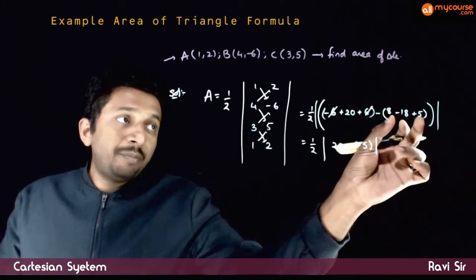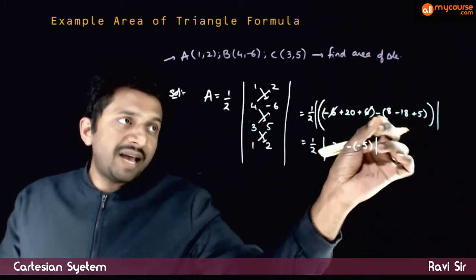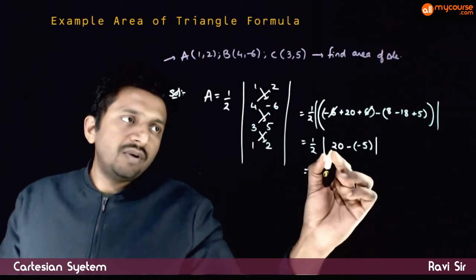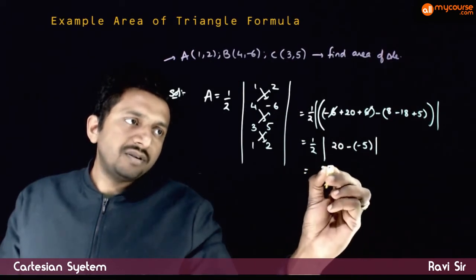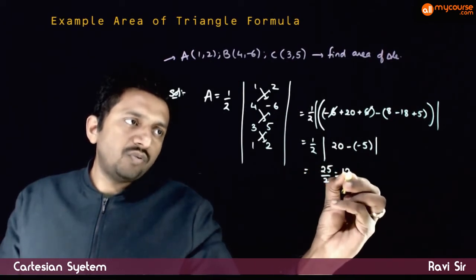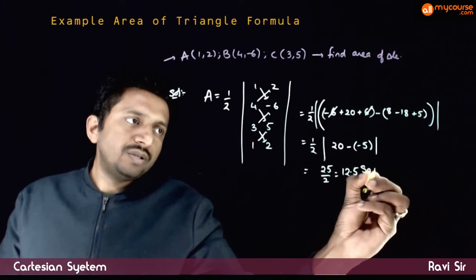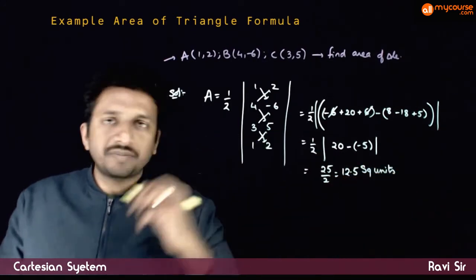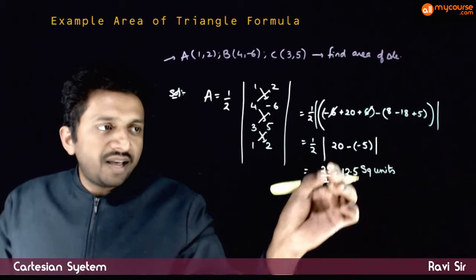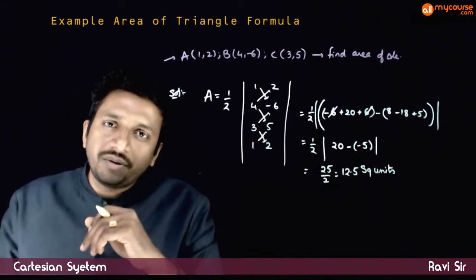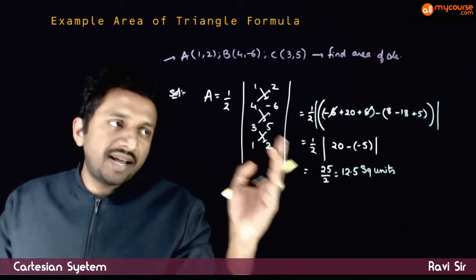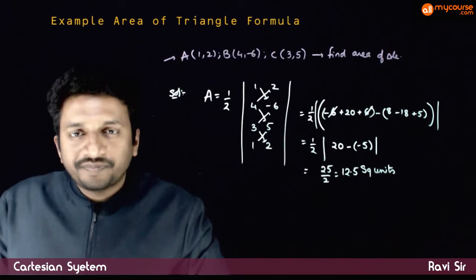Minus 18 plus 13 is minus 5, minus of minus 5. That is equal to 25 by 2, which is equal to 12.5 square units. So 25 by 2 is 12.5 square units. So the area of this triangle is 12.5 square units.